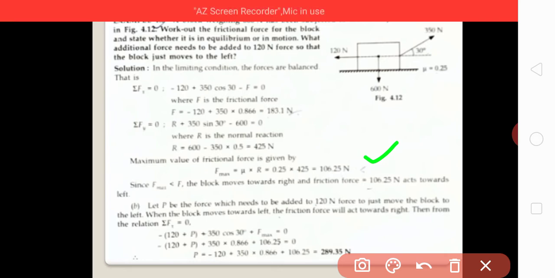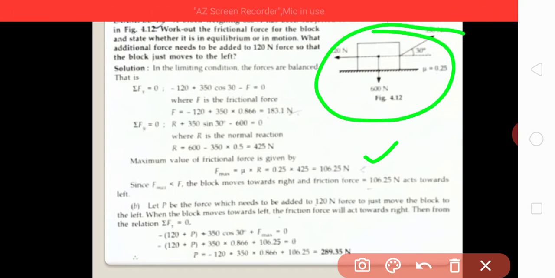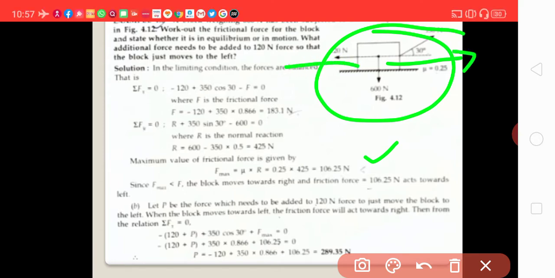Then since F max is less than F, the block moves towards the right and the frictional force of 106 will act towards the left. In this condition, the block will be moving this way and the frictional force will be acting like this.